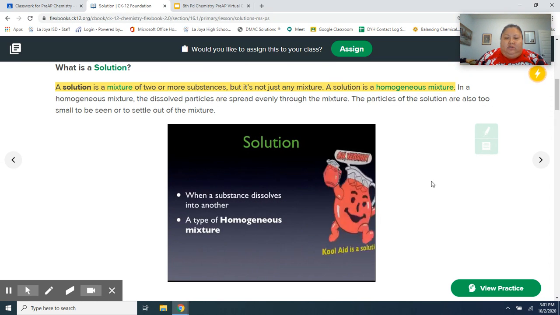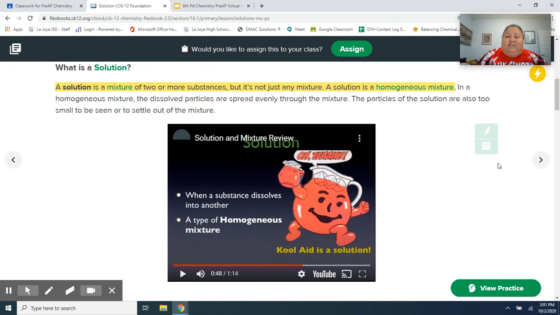The next one is a solution, and the example they give us here is Kool-Aid. A solution is when a substance dissolves into another substance. Before you had this solution, you had a packet with some powder and a pitcher of water. You dropped the powder in the water, and then you mixed it real good so that the color and the flavor spread out evenly. Again, solutions are types of homogeneous mixtures.